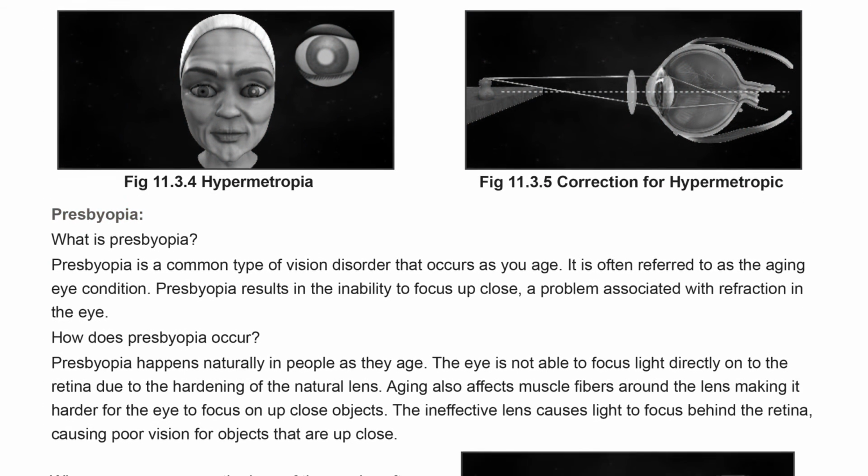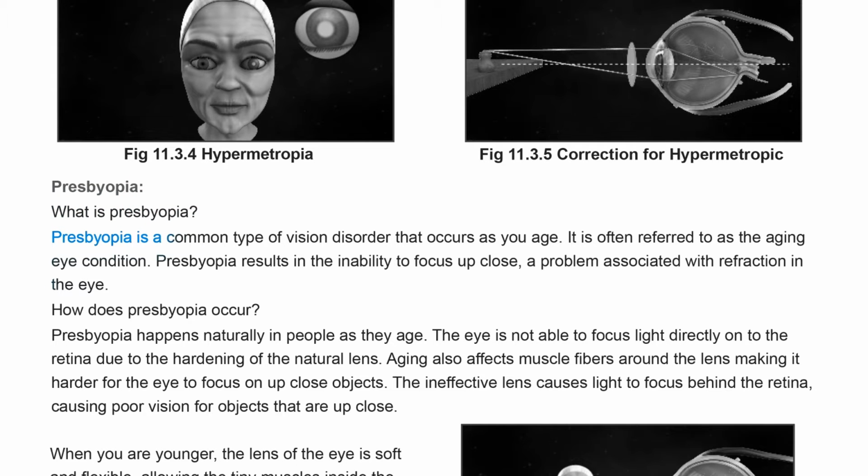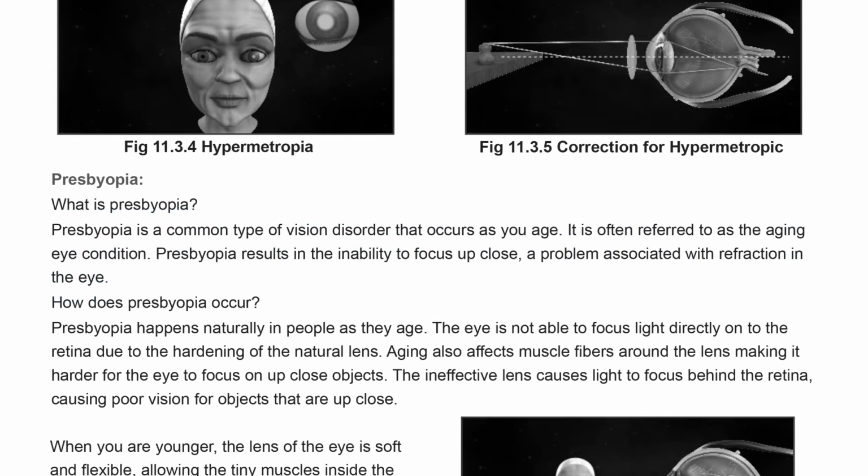Presbyopia. What is presbyopia? Presbyopia is a common type of vision disorder that occurs as you age. It is often referred to as the aging eye condition. Presbyopia results in the inability to focus up close, a problem associated with the refraction in the eye.